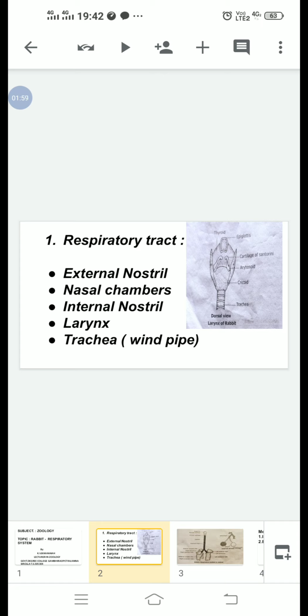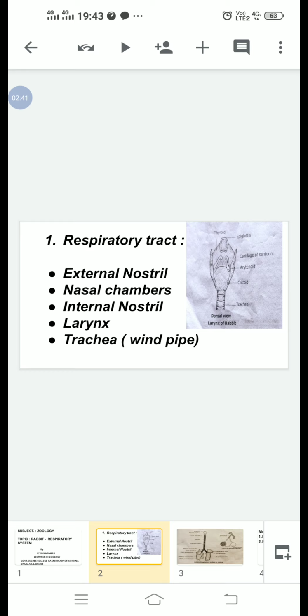First we discuss this respiratory tract. Respiratory tract is the passage through which air passes from the atmosphere to the lungs and back. It consists of the following parts.